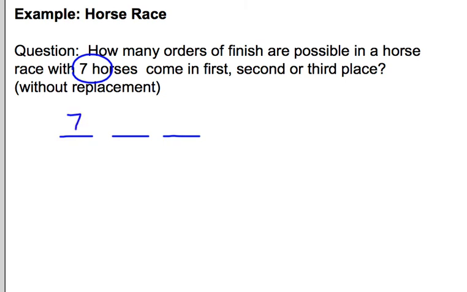Now someone came in 1st place. How many horses are still left? Well, there are 6 horses left, so we get to choose 6. Now how many are left? 5. And now it's 7 times 6 times 5, which is 210.